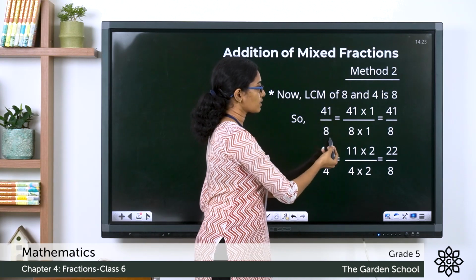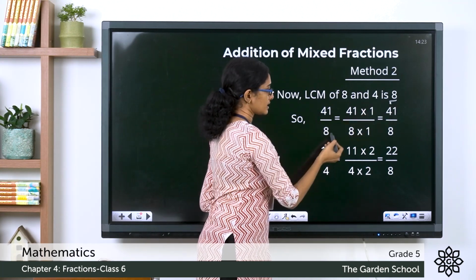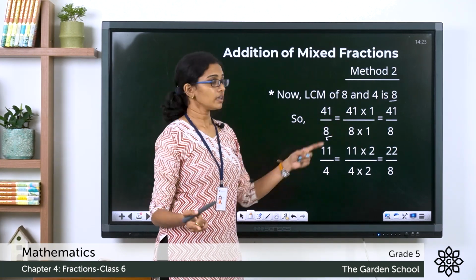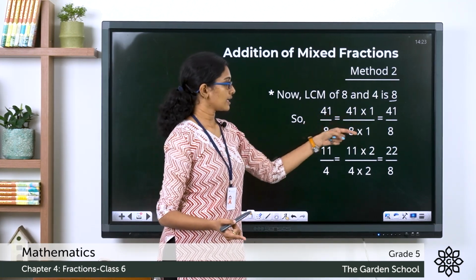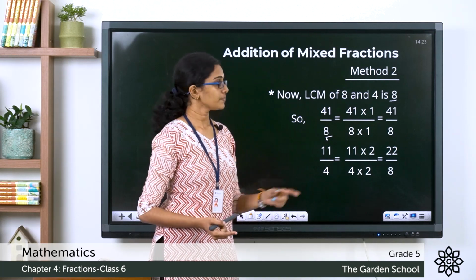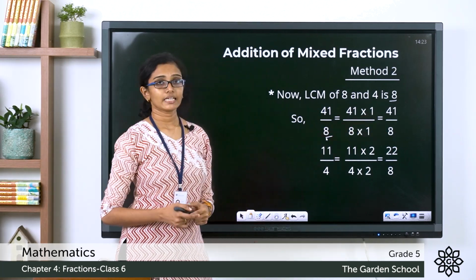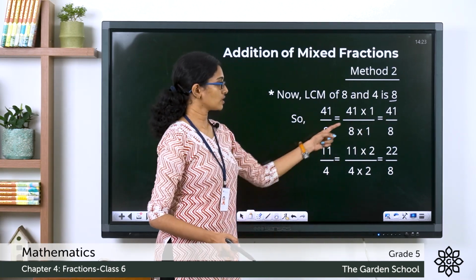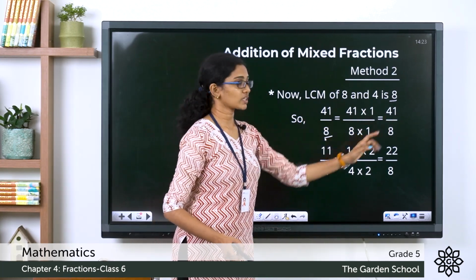So, here you have 41 by 8. The LCM and the denominator is the same in this case. So, this 8 by 8 is equal to 1. That 1 you can multiply to both numerator and denominator. Then you get 41 by 8 itself. Since this denominator and the LCM is the same, you don't have to actually do this part. You can just take the fraction as it is.